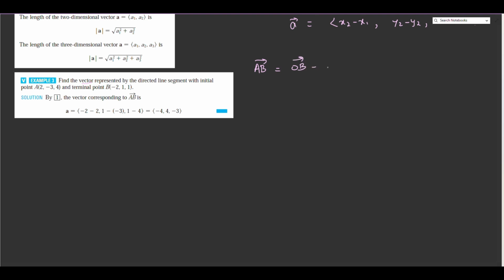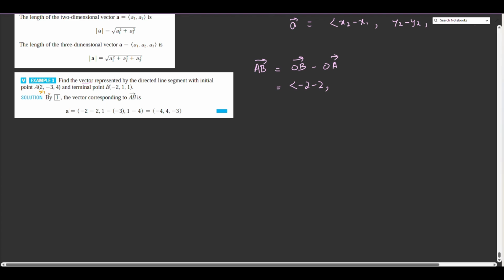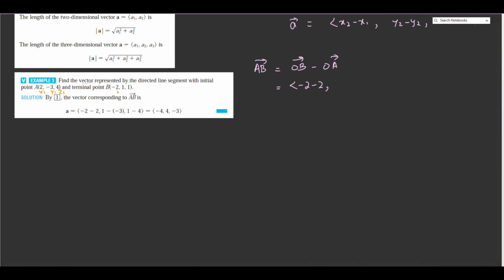It means OB minus OA, and when we substitute these things, what do we get here? Minus 2 and then minus 2, that is x2 minus x1. So remember this thing, what are the values of... you can say this is x1, y1, z1, this is x2, y2 and z2.